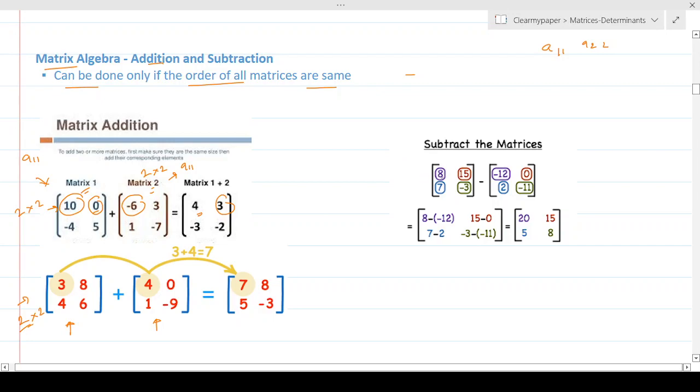And subtraction again is the same logic as addition, where you take respective elements. If you see this, we have color coded. So whatever is purple will go with purple, you subtract that. Whatever is maroon goes with maroon here, and then green, and then blue.